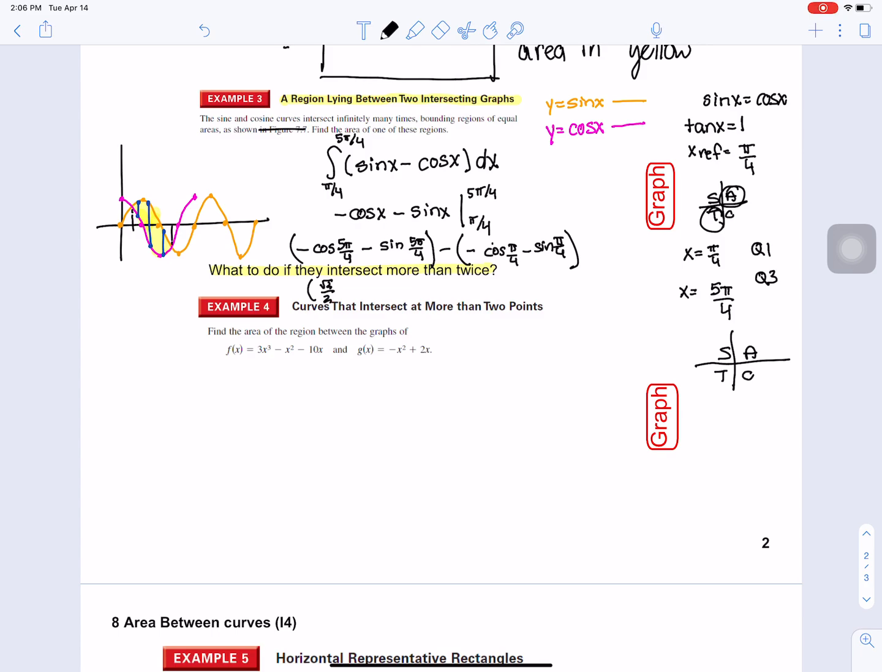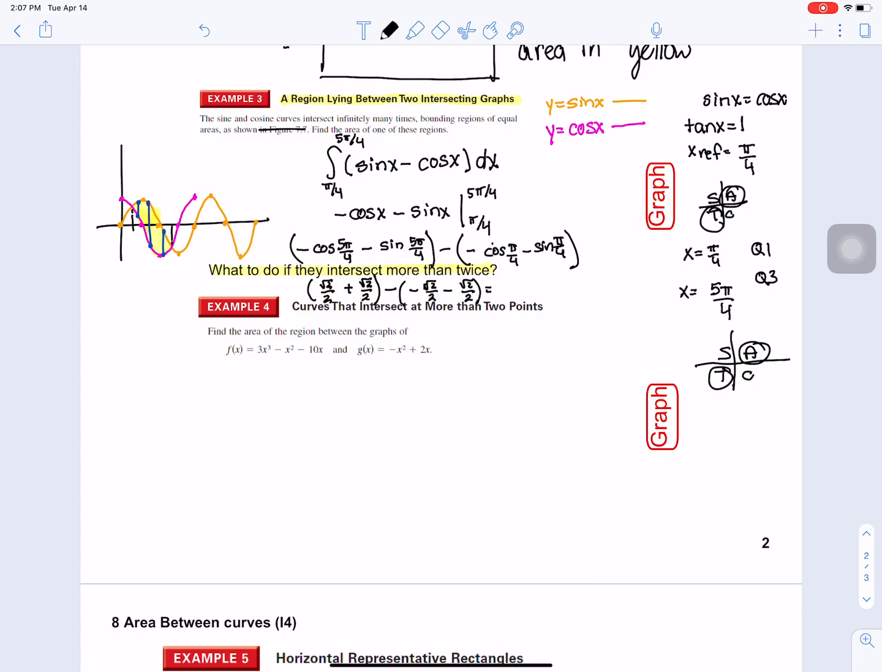Sine is also negative in quadrant 3. So sine of 5 pi over 4 will be positive root 2 over 2 minus. Now cosine of pi over 4 is positive, but there's a negative out in front, so minus root 2 over 2. And then again, sine of pi over 4 in quadrant 1 is positive, but there's a negative sign, so negative root 2 over 2.